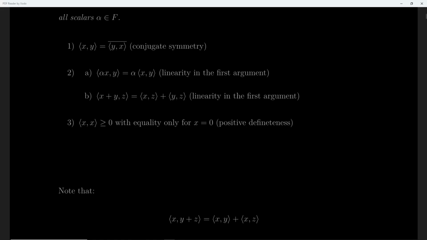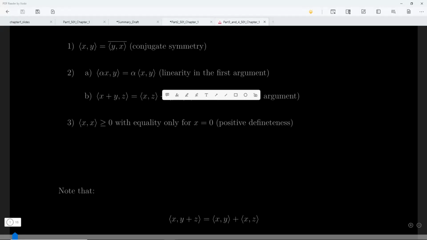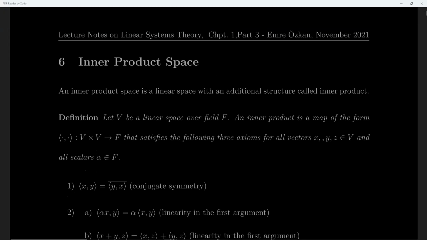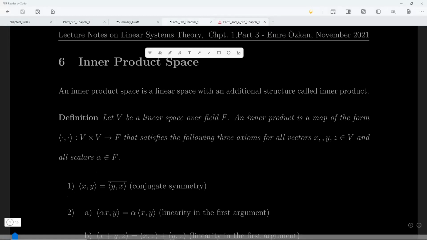Do you have any questions? Hocam ben şeyi anlamamıştım ya 24. sayfada remark'ı. Şey mi bitirdik mi dersi? Devam edecek miyiz? I think we can answer the question, so we can start inner product spaces the next time. Okay. Please do ask your questions. Let's try to see that.